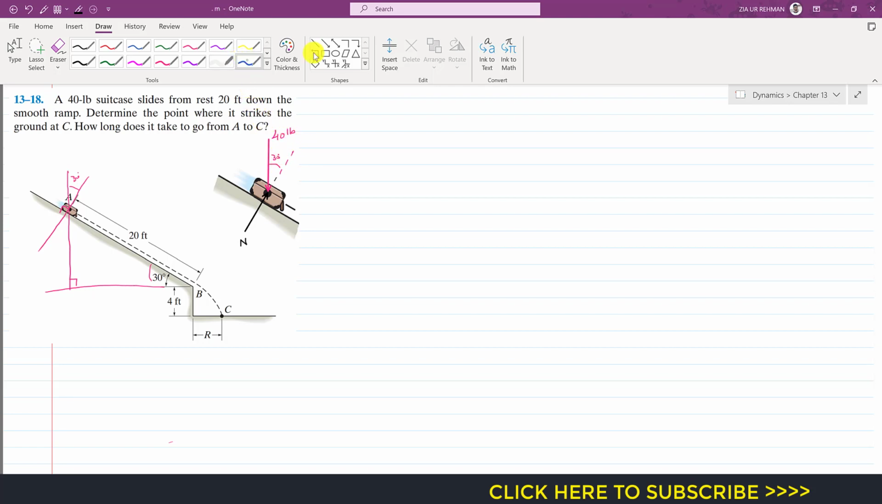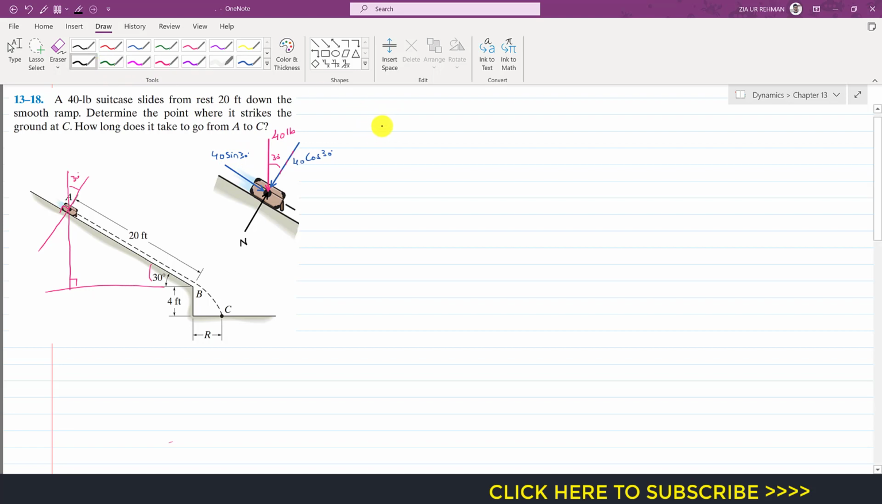Now we can resolve this weight into its components. It will have two components. This one will be the cos component, and here we will have the sine component. So this is 40 cos of 30 degrees, and this one is 40 sine of 30 degrees.